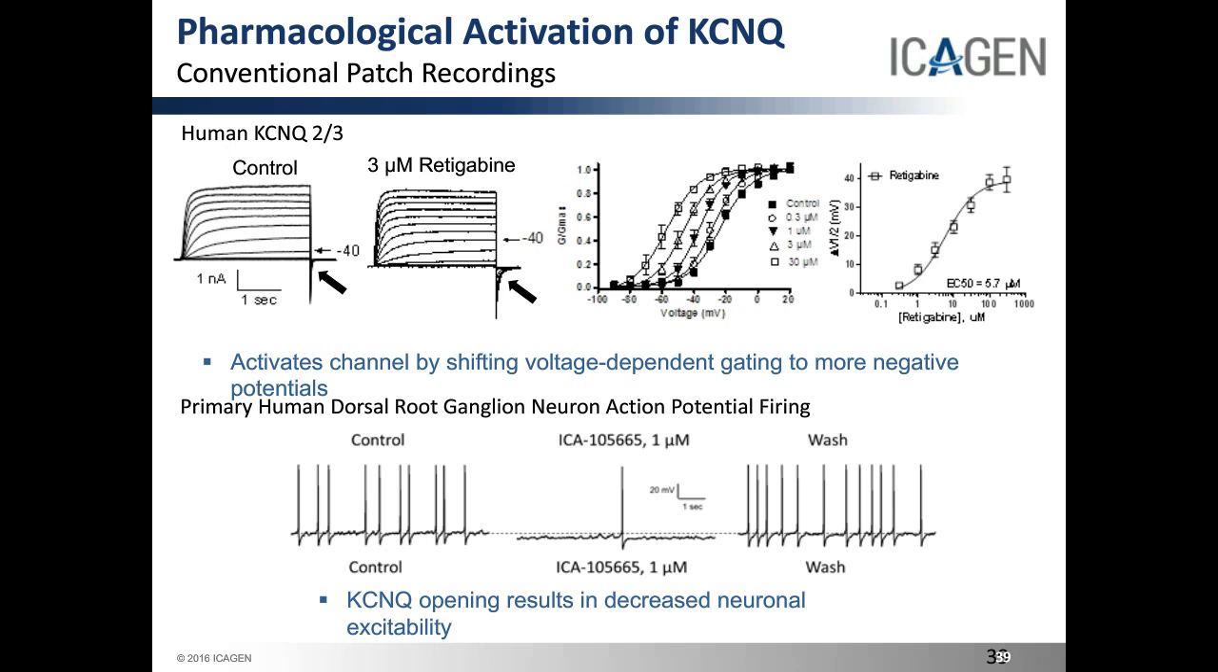So basically it's an overall depression of neuronal excitability, which is what you would want to see if you were trying to identify therapeutics for hyperexcitability disorders.